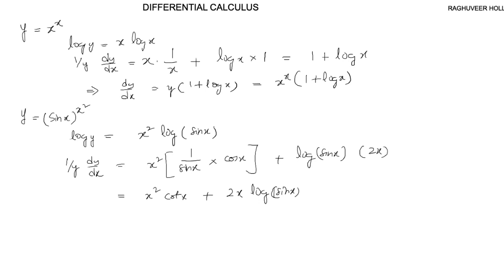Okay, now you get dy by dx is equal to y. So let us substitute it. Y is sine x to the power of x square, multiplied by x square cot x plus 2x log of sine x, right?